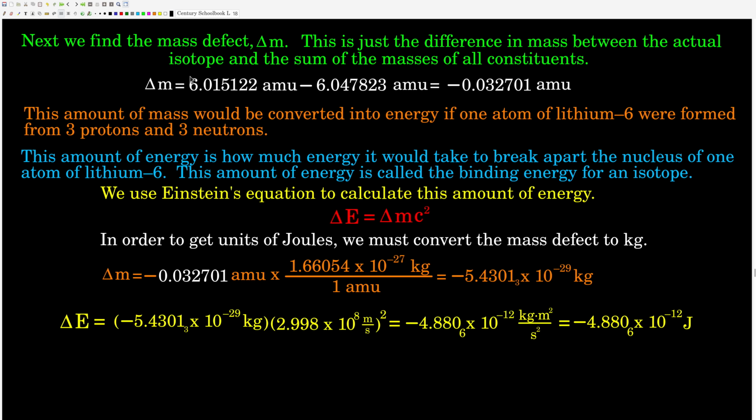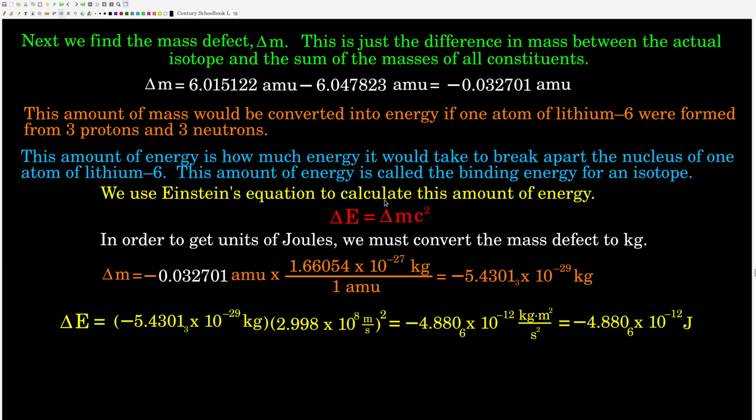This is just the difference. So you have to be told this: the actual mass of this isotope is this number right here, 6.015122 AMUs. Subtract the sum of the masses of the nucleons, and we get negative 0.032701 AMUs. Again, this is how much mass would be converted into energy if one atom of lithium-6 were formed from its protons and neutrons. And it's also the binding energy, how much energy it would take to break apart this nucleus.